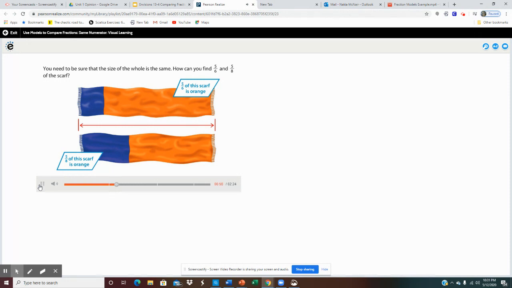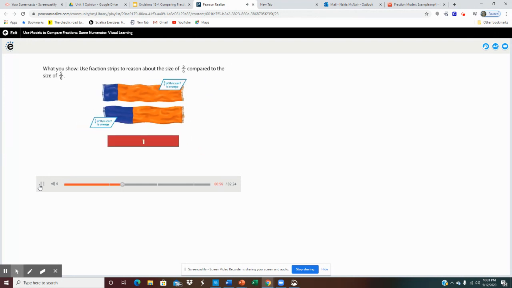How can you find 5/6 and 5/8 of the scarf? What you show. Use fraction strips to reason about the size of 5/6 compared to the size of 5/8. Divide the scarf into 8 equal parts to find 5/8. Each part is 1/8 of the whole. Show 5 of the 1/8 strips. Then divide the scarf into 6 equal parts. Each part is 1/6 of the whole. Show 5 of the 1/6 strips. Which is less, 5/6 or 5/8?